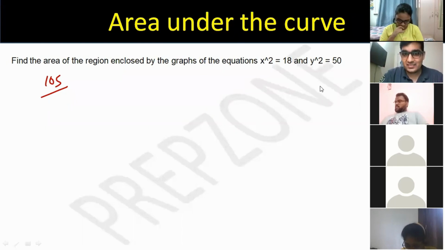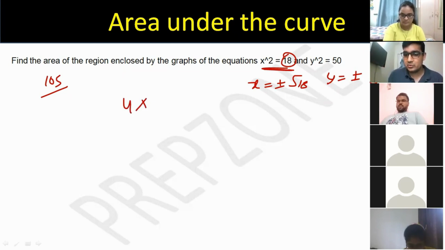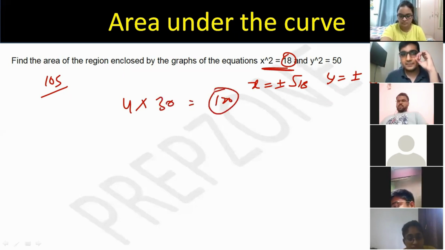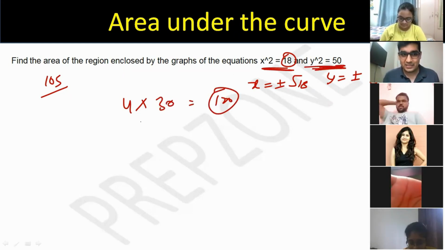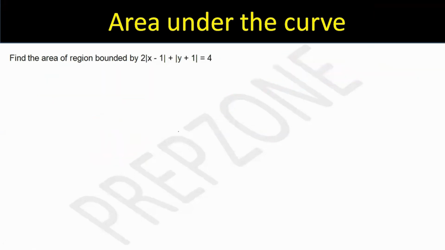Guys, it's not a circle, it's straight line. X square equals to 18. X equals to plus minus root 18. Right? It's a straight line. It is not a circle. X square is constant. So X is plus minus root 18. Y is plus minus root 50. So it is same. Area will be 4 mn. 4 into root 18 into root 50. Root 900. So 4 into 30. This is 120. If this happens in exam and then you have 60 root 2, I think you will regret a lot. Moving further to this question.